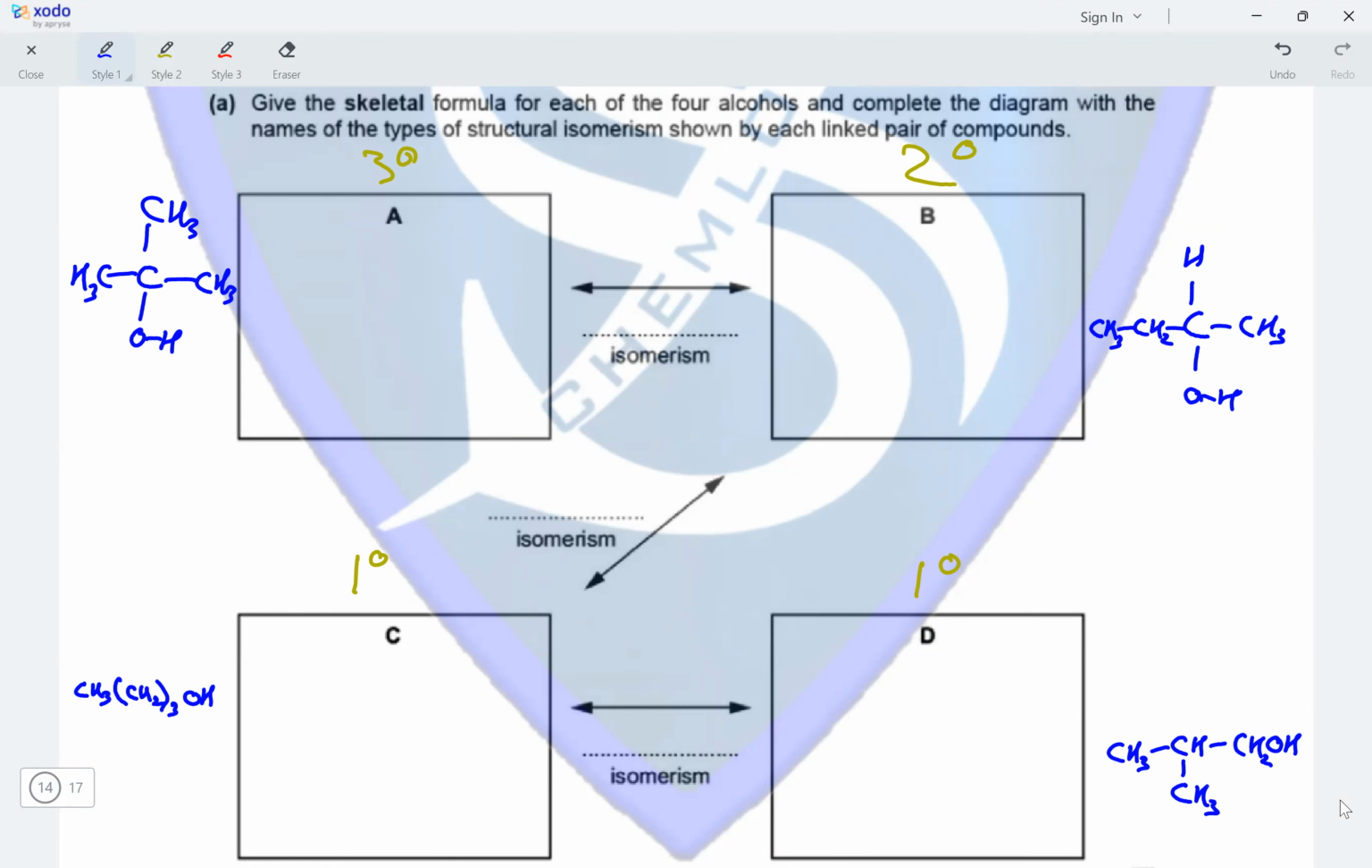Now we need to put down the structures of these alcohols in the skeletal formula. So for A, we would have this representing the skeletal formula of the alcohol that has already been drawn. For B, it would be four carbon atoms drawn this way with an OH group on the second carbon atom. For C, it would be four carbon atoms drawn this way with the OH group on the terminal carbon atom.